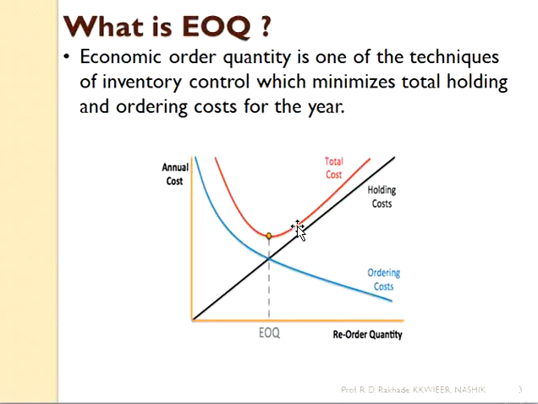Inventory has various techniques to determine lot size, such as EOQ, ABC analysis, VED analysis, FSN or SOS, and so on. Among these techniques, EOQ is a basic and important technique to determine lot size of inventory.